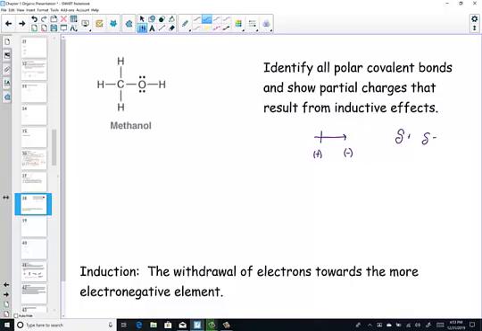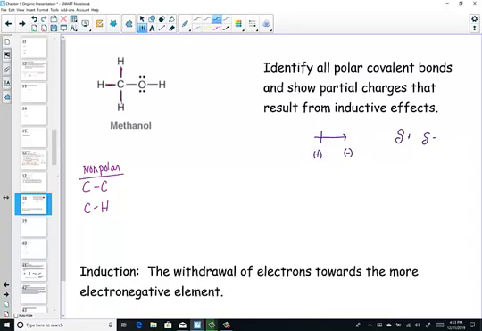So let's find all the polar covalent bonds in this structure called methanol. And remember, we had just said a carbon to carbon and a carbon to hydrogen, you should just flat out memorize. These are non-polar. So right off the bat, I can eliminate those three bonds as not being polar.